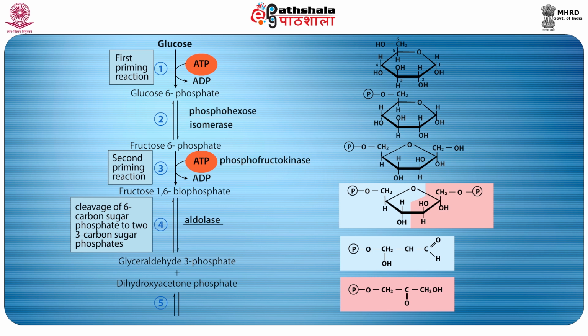The second is the splitting stage, where reactions 4 and 5 take place, where the fructose is cleaved into 2 3 carbon units that are readily interchangeable.